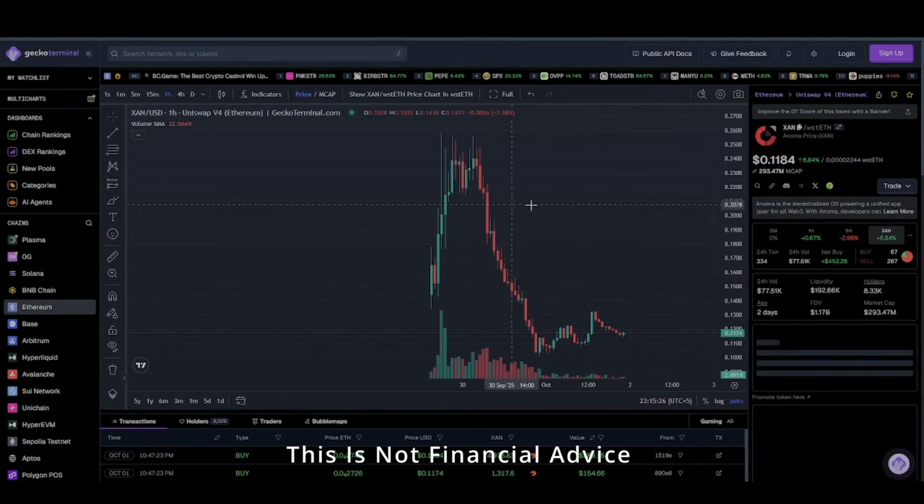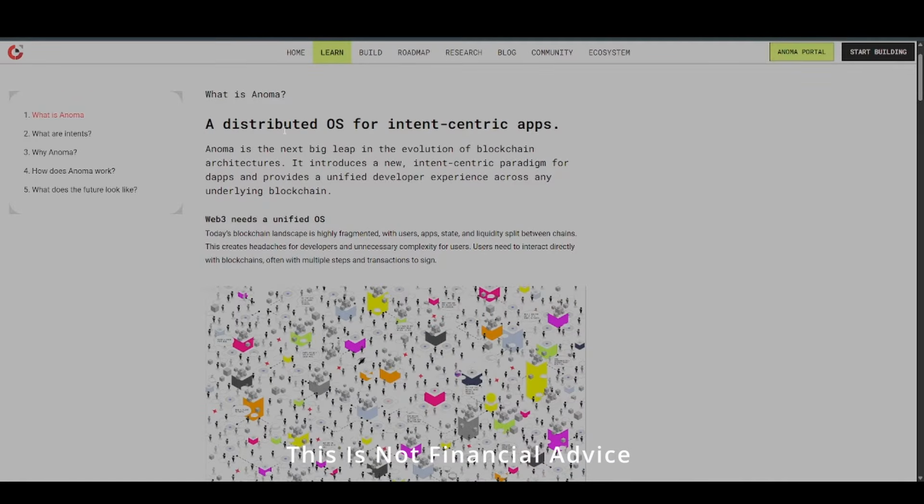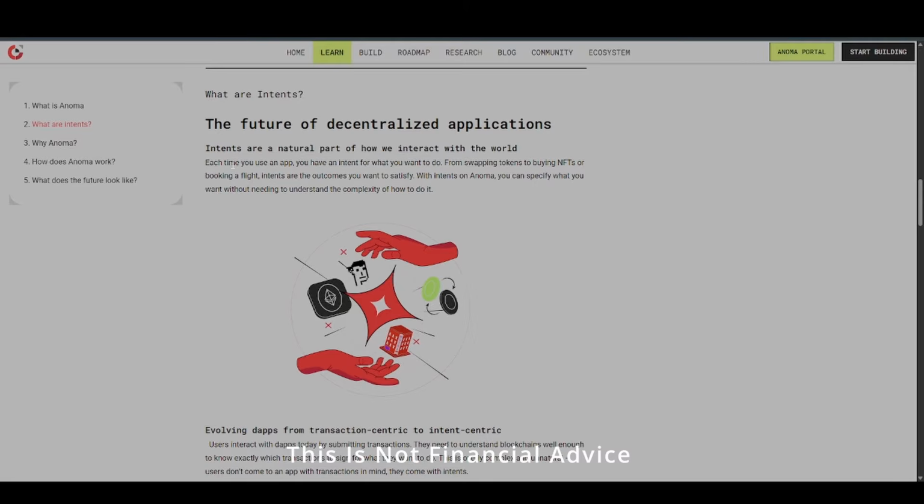Now in terms of what Anoma is, it is basically a distributed operating system for intent-centric apps. So basically they are working on intent-centric apps, and these intents are really easy to understand. Intents are a natural part of how we interact with the world. Each time you use a dApp, you have an intent for what you want to do, from swapping tokens to buying NFTs or booking a flight. Intents are the outcome you want to satisfy. With intents on Anoma, you can specify what you want without needing to understand the complexity of how to do it.